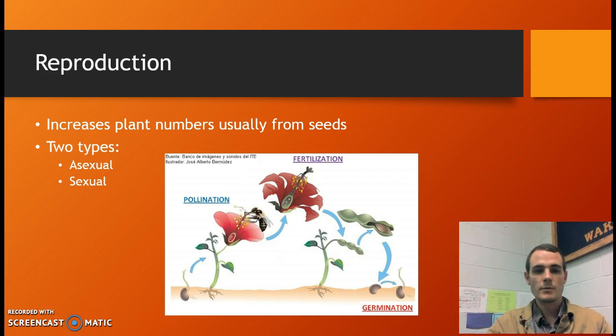And so reproduction by seed is a sexual propagation method, and that is the purpose of plants. Plants' end goal is to reproduce so that they can perpetuate and sustain their numbers and survive.